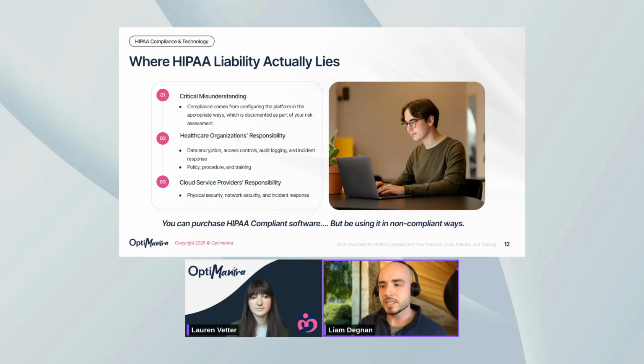Now, your responsibility on your end, number one, as part of the risk assessment, is to make sure that you're satisfying those requirements for things like encryption, access, and making sure that you're handling incidents as they occur. But then having the right policies, procedures, and training within your practice is how you illustrate your efforts in the eyes of the government, right?